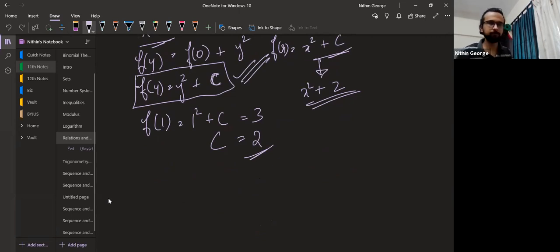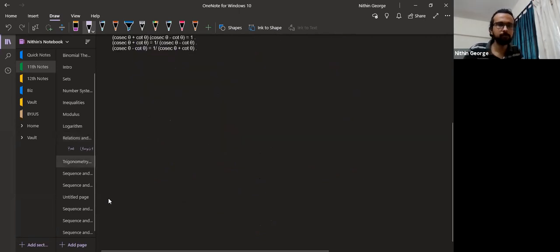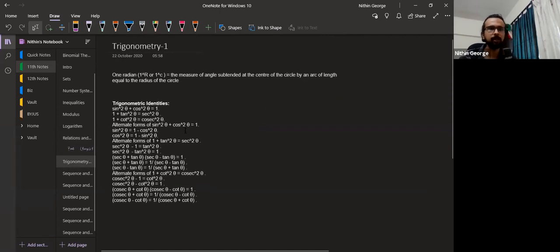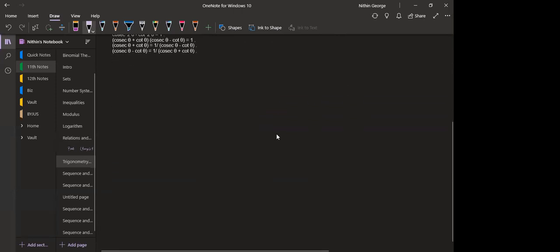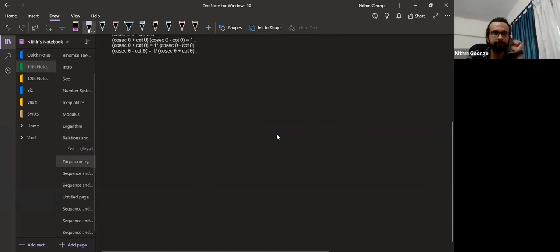So, these are some basic identities, but anyone is unfamiliar with any of these identities? Anybody unfamiliar with any of these identities? No, sir.